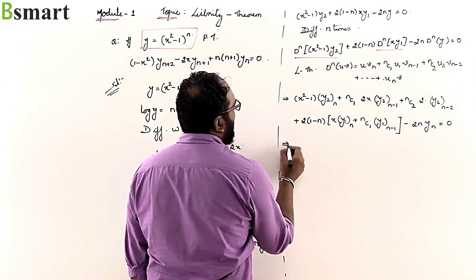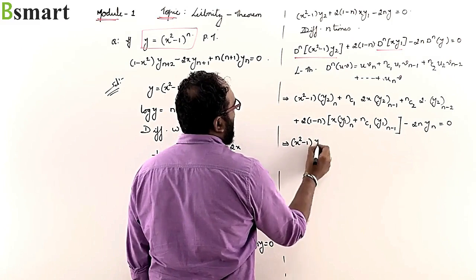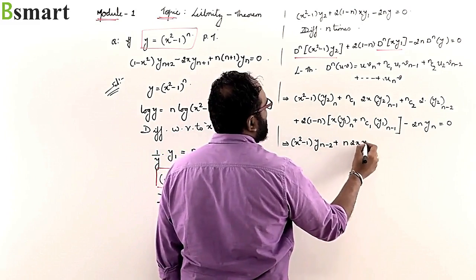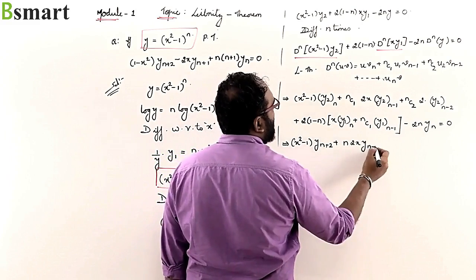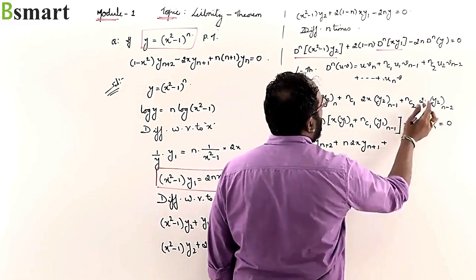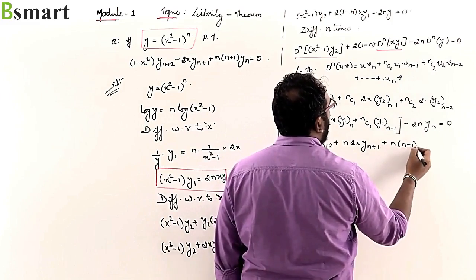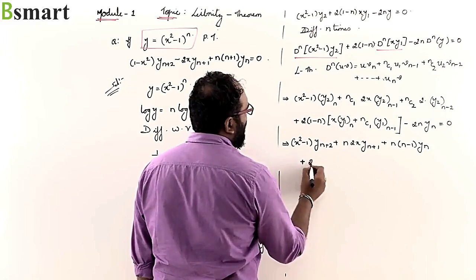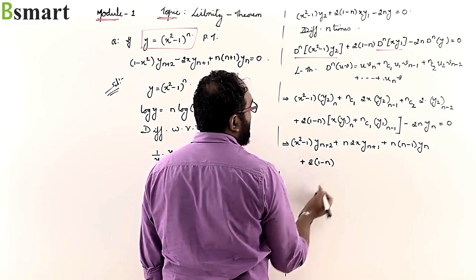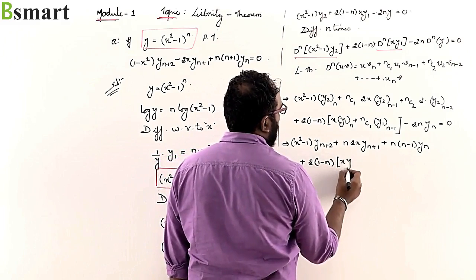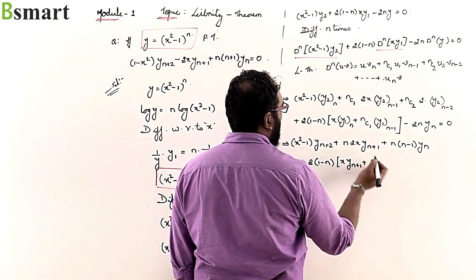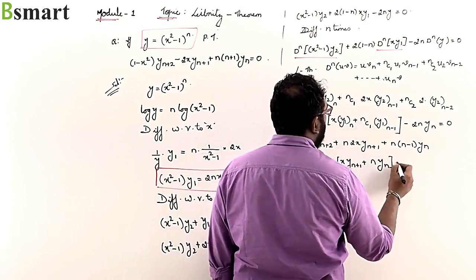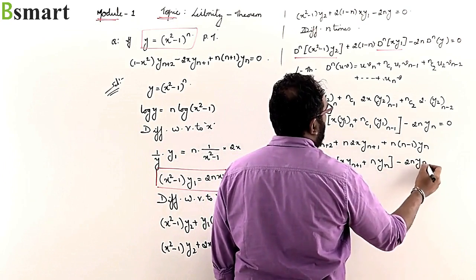Now, that will be (x square minus 1) into y(n+2) plus nC1, whose value is n, into 2x into y(n+1) plus nC2 into 2, that is n into (n minus 1) into yn. Now again here, plus 2 into (1 minus n) into, so this is x y(n+1) plus nC1, that is n, y1 of n minus 1, that is yn, minus 2n yn is equal to 0.